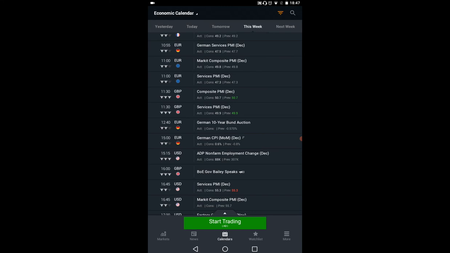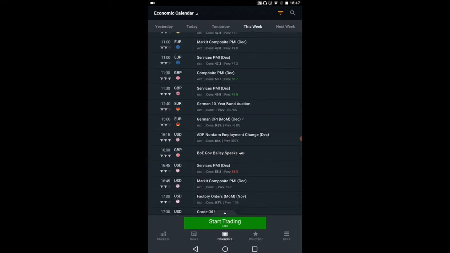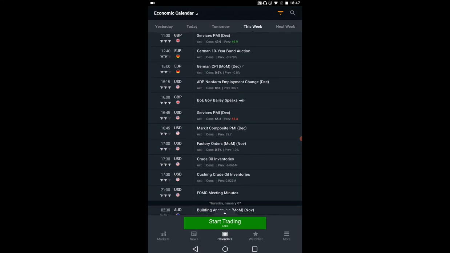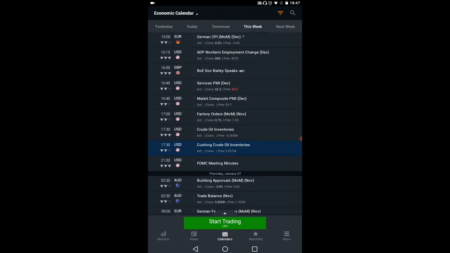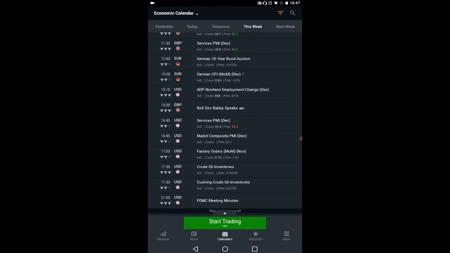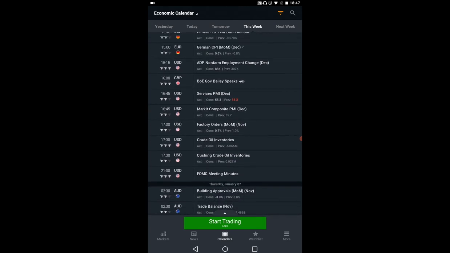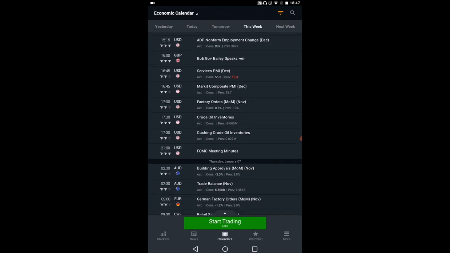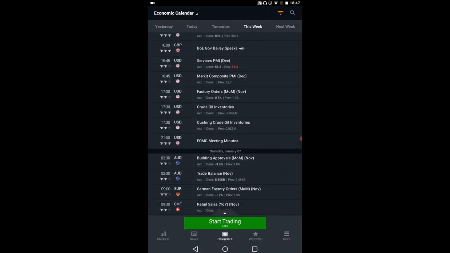There we've got GBP Services PMI at 11:30. You can trade it, but just trade with technical analysis. We won't really jump in and trade this so much. Then we've got ADP non-farm employment change. It's not really going to impact the markets. There won't be any volatility or big movements taking place at that time.